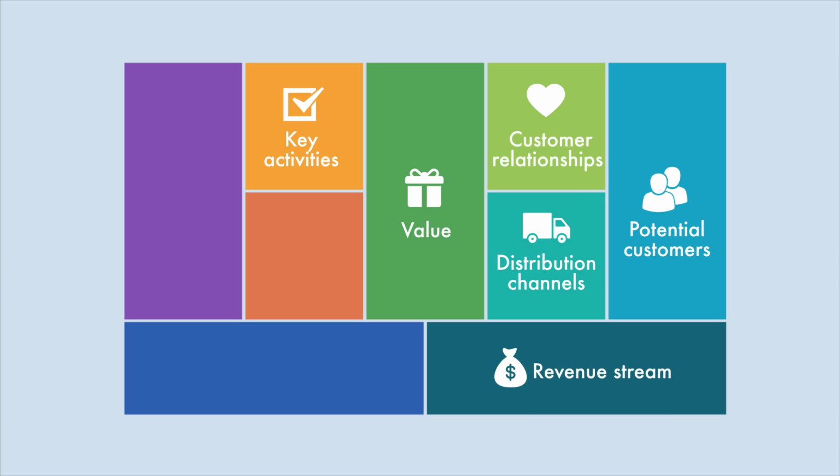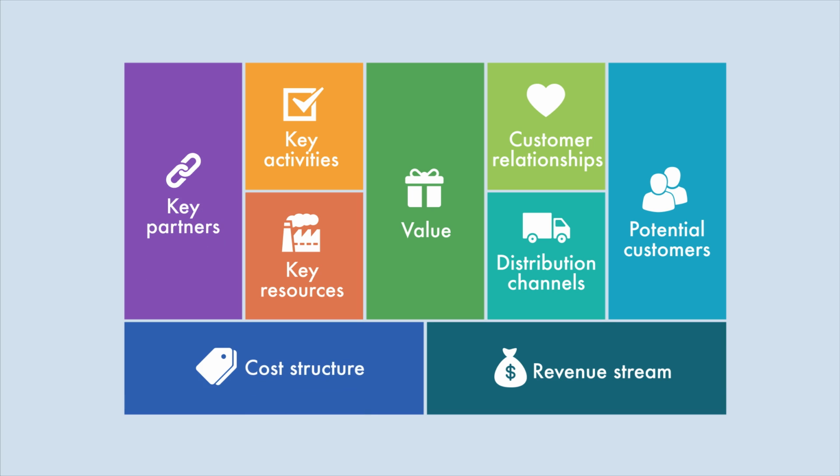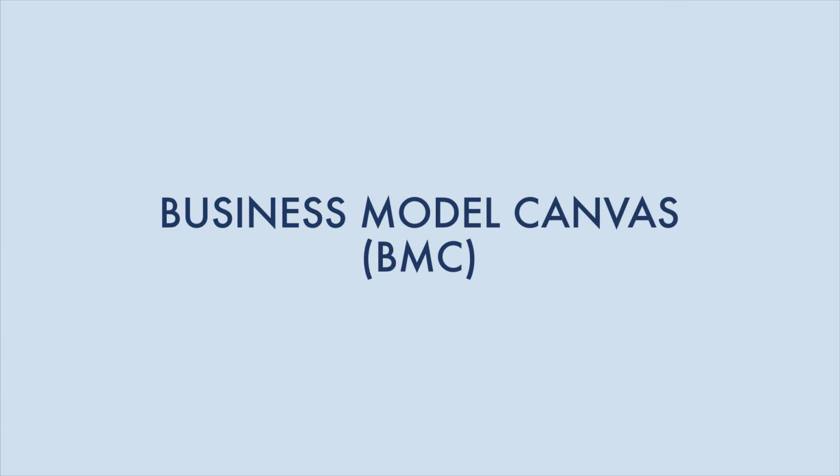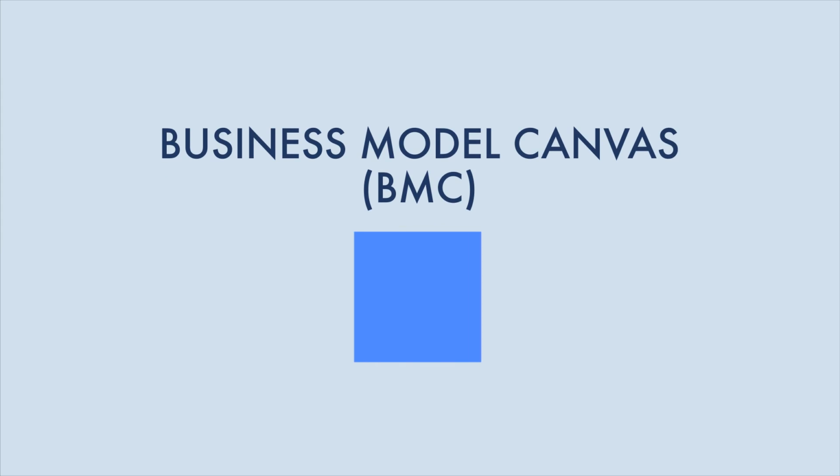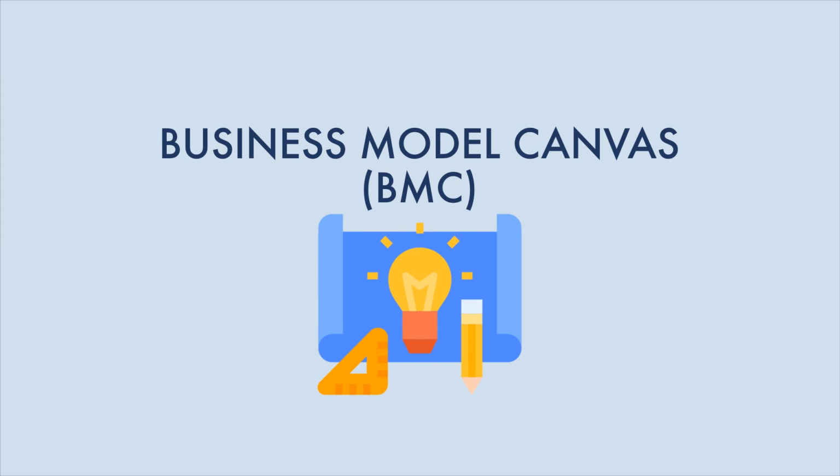Finally, your business model needs to include the key activities you need to undertake, the key resources and partners they will require, and, last but not least, the cost structure of your business model. These components can be mapped to a pre-structured canvas, which is called Business Model Canvas, BMC. Business Model Canvas is a tool that helps to map, discuss, and design a new business model.